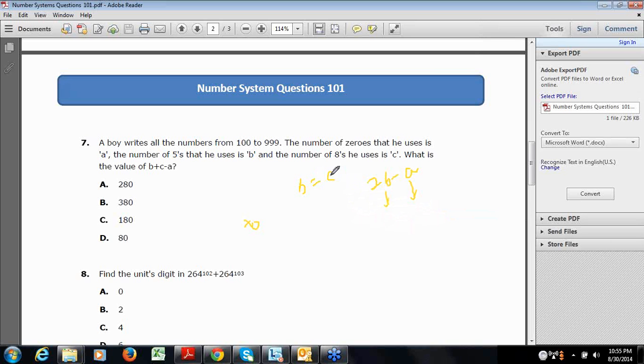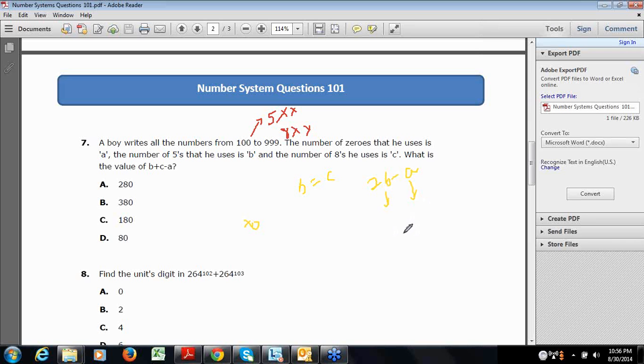First confusion. How B is equal to C? If number is from 100 to 999, so 5 will come out to be same as 8, because see, we have something called 5x, 3-digit number that will come in between, and 8x. So obviously the digit will be same. So 5 and 8 will come equal number of times.